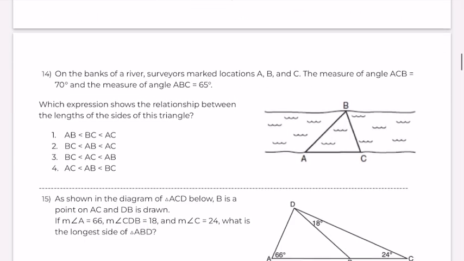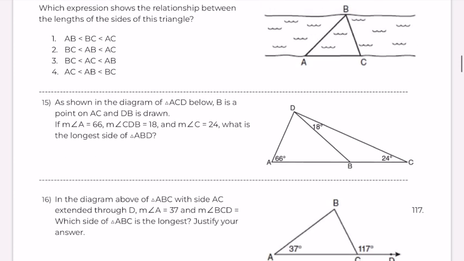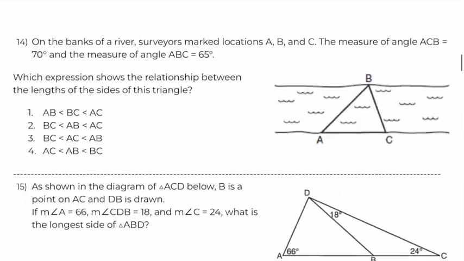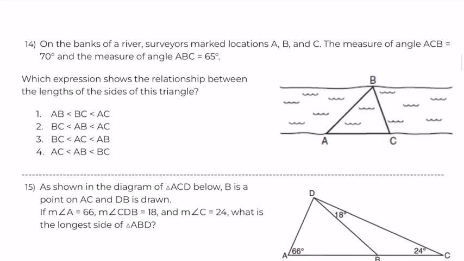Okay, this next one is also a very easy problem. These next three are also applying the same line of reasoning. You just need to complete the triangles, find the missing angles. So for example, here I have that ACB is 70, and ABC is 65. So you need to do 180 minus 70, that is 110, and 110 minus 65, that is 45. So that means that this is my shortest, and this is my longest.